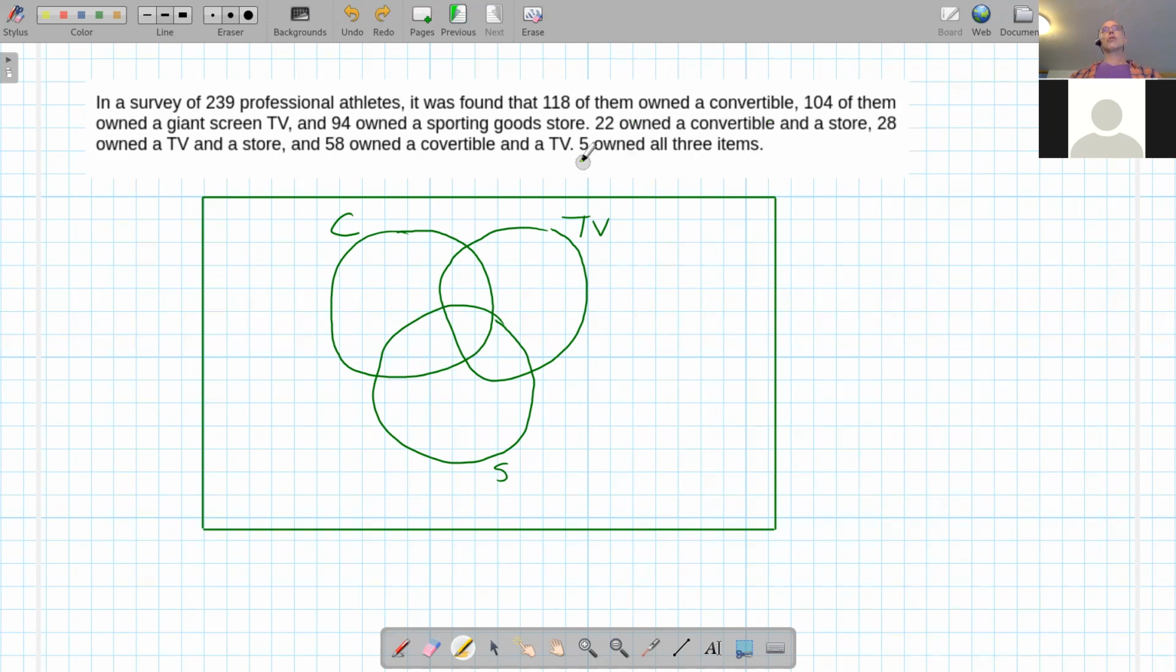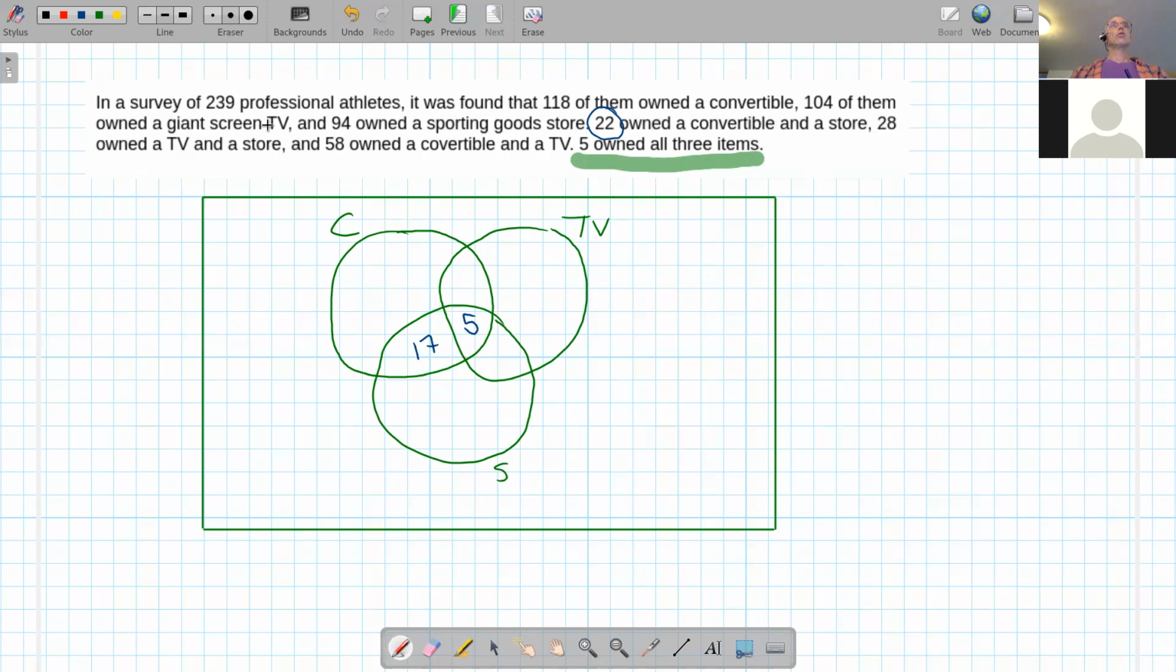Well, the 5 that owned all 3, that's pretty clear. That is this section right here in the middle. And from there, I can start doing the rest. So now I know 5 go right there, owning all 3. And I can go back to that 22 who owned a convertible and a store. I've accounted for 5 of them of that 22. So that means the other 17 must be here. 17 and 5 give me the whole group of 22 who owned a convertible and a store. So in this case, it didn't say only, restricting to a single region that doesn't overlap another region. I have a lot of overlap to undo here.